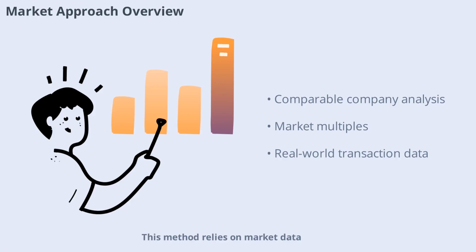The market approach values a business by comparing it to similar companies that have been sold recently. This method relies on market data such as price-to-earnings or price-to-sales ratios. It's especially useful when there are plenty of comparable transactions. The market approach provides a reality check, reflecting what buyers are actually willing to pay in the open market.